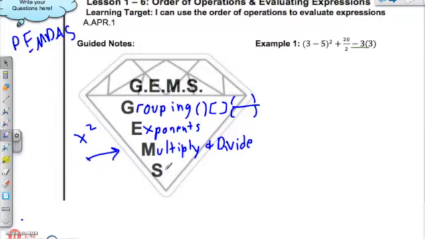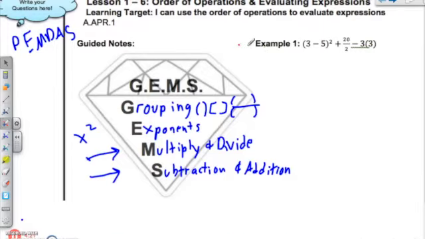Our last step is going to be subtraction and addition. And again, just like multiplication and division, it's going to be whichever one comes first, moving left to right. You don't have to do all the subtraction and then do the addition. You don't do all the addition and then do the subtraction. You do whichever comes first, moving left to right.